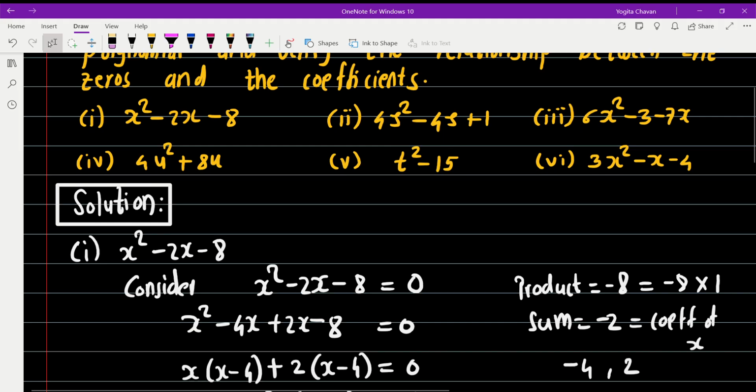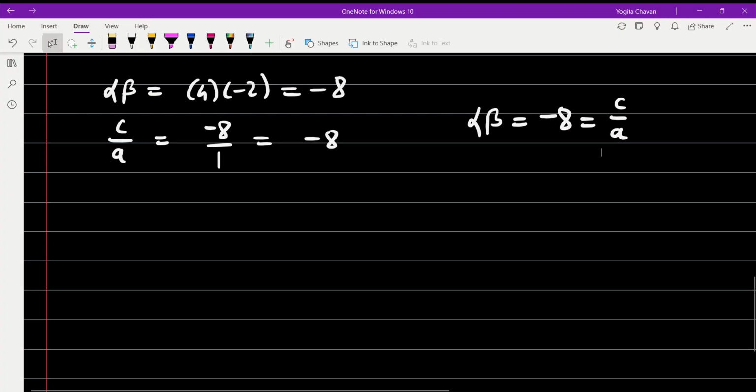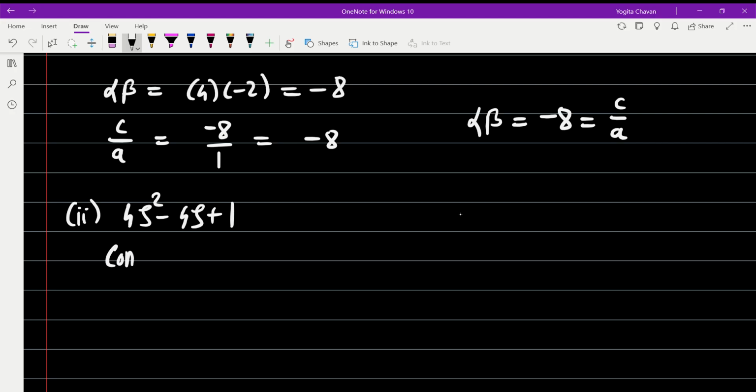Now second, 4s square minus 4s plus 1. So number 2, 4s square minus 4s plus 1. So first we find a root of this polynomial. So consider 4s square minus 4s plus 1 is equal to 0. Now we find a root of this. So again use the factorization method.